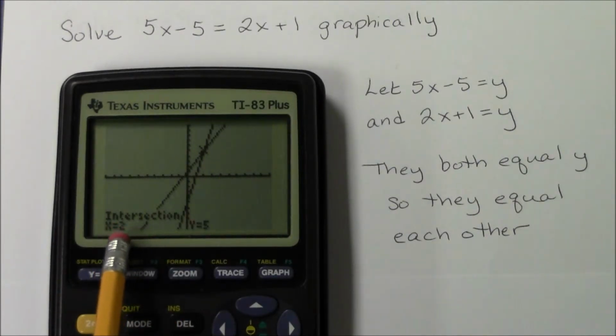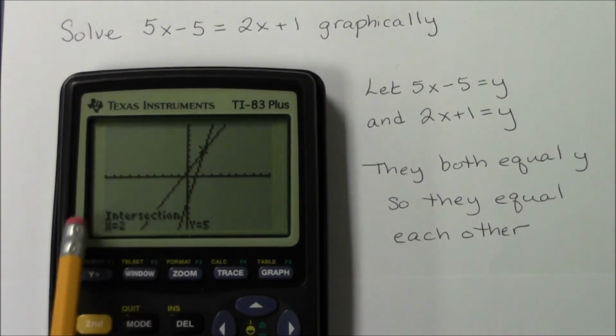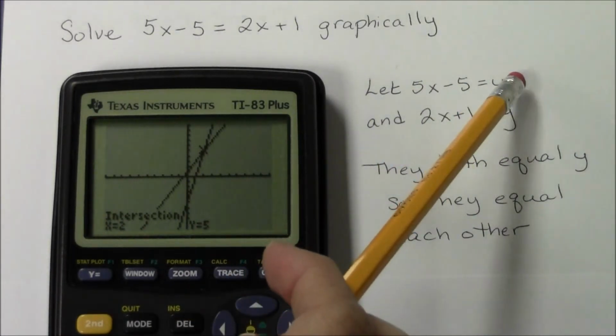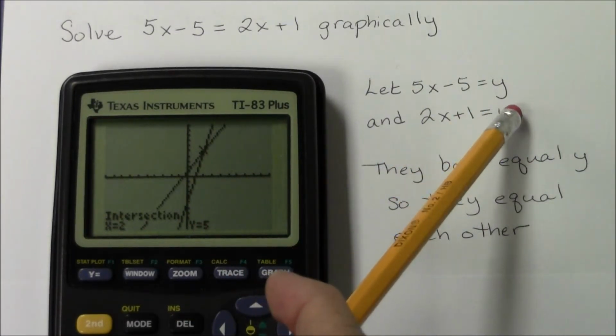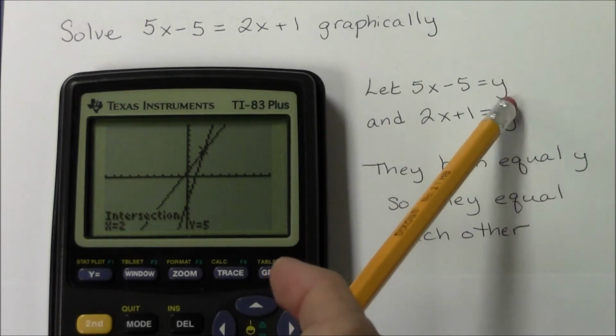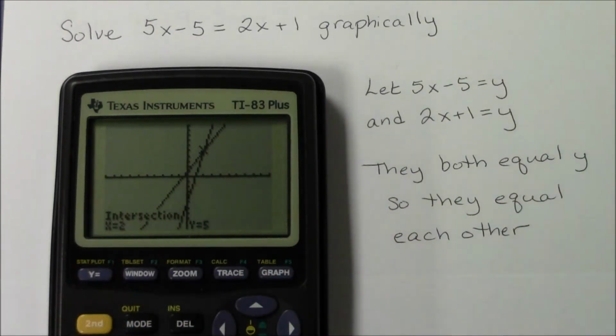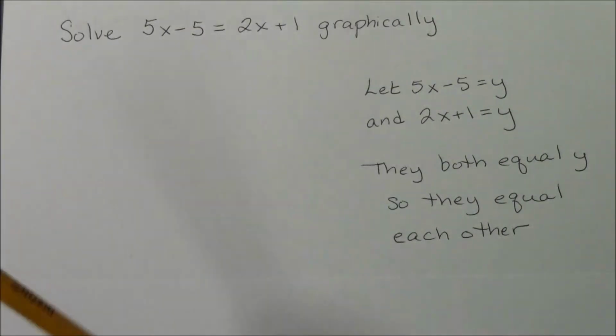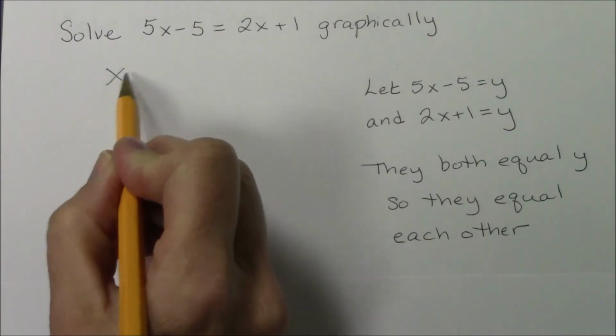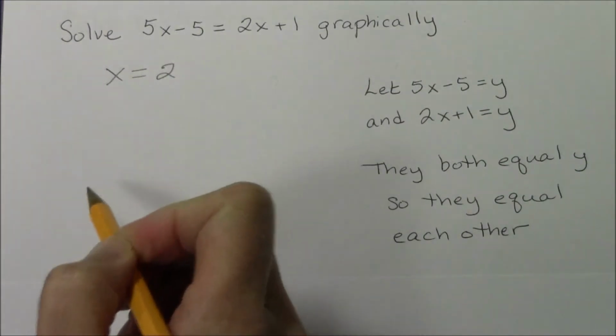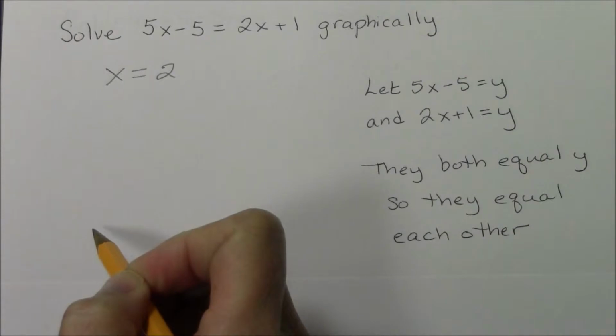The intersection is 2, 5. The actual answer to the equation is what comes up in the x section. Y is equaling 5, but in order for those two y's to be the same number, x had to be 2. So we know that x equals 2 from our graphing calculator example. Now that's the solution without going through all of the process of adding and subtracting to both sides.